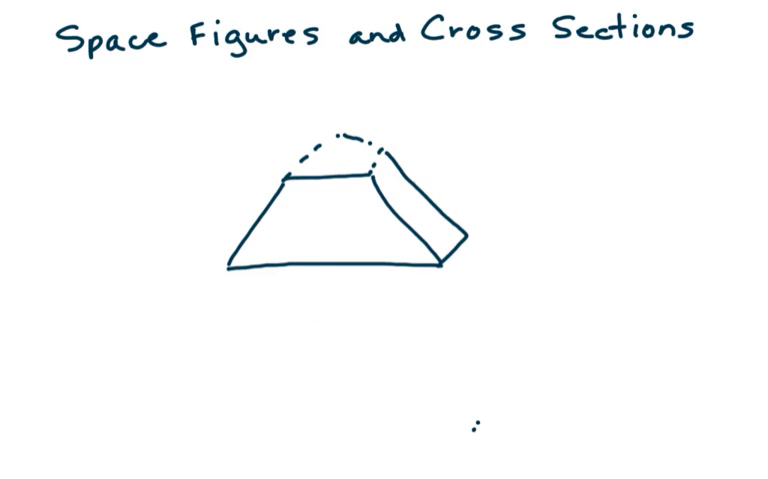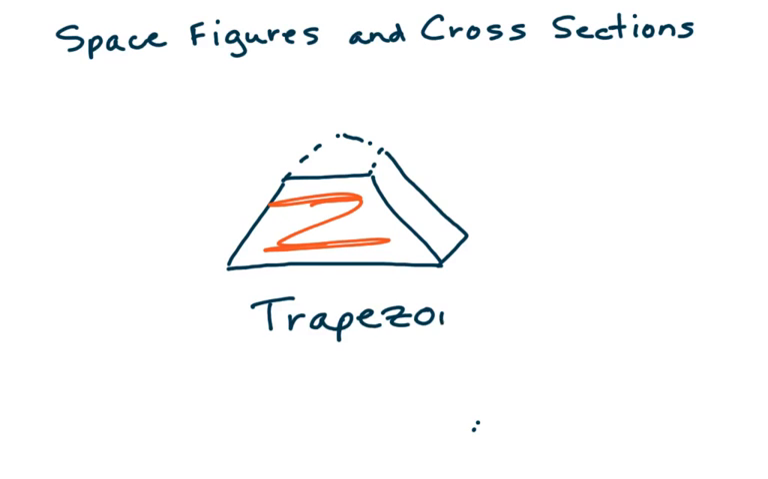This is called a trapezoidal prism because there's a trapezoid. Here's the trapezoid right here. Why is it a prism? Because it's flat on top. It's flat. There's no point up here. All right, so those are the space figures.